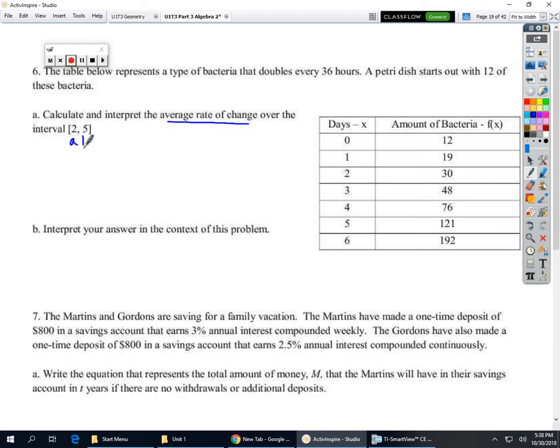A is 2, B is 5: f of 5 minus f of 2 over 5 minus 2. All right, what is f of 5? Well, according to the table, it is 121. f of 2 is 30. Divided by 5 minus 2, which is 3. 121 minus 30, that's 91 over 3.